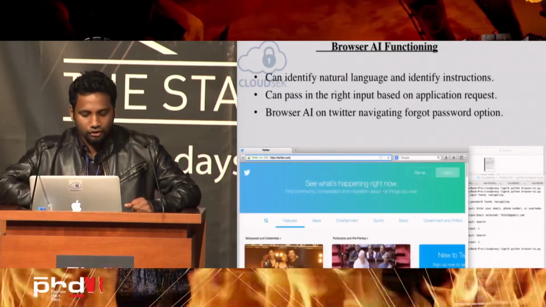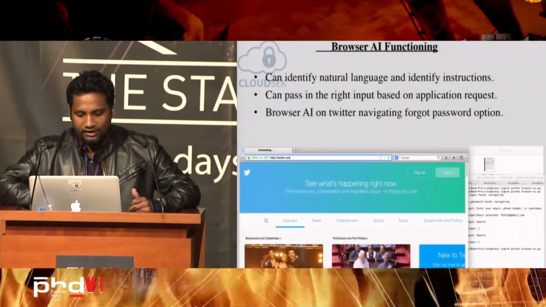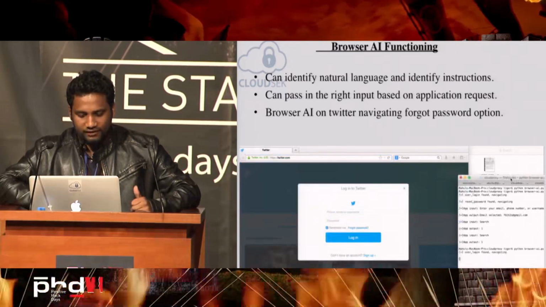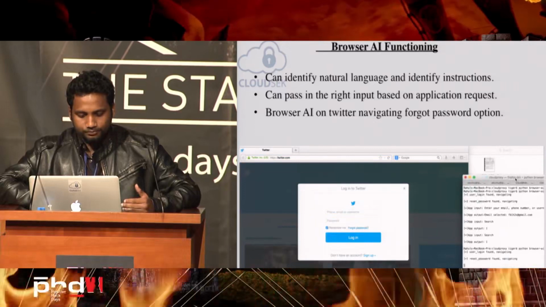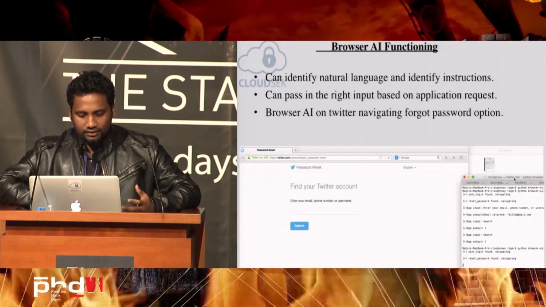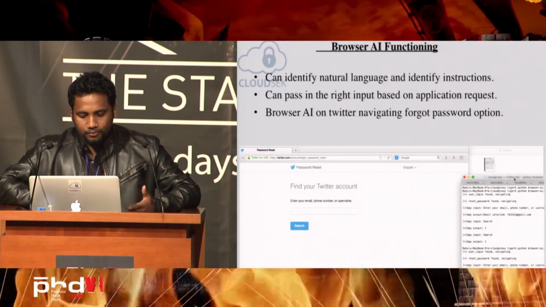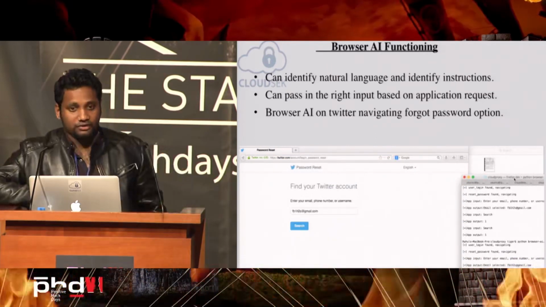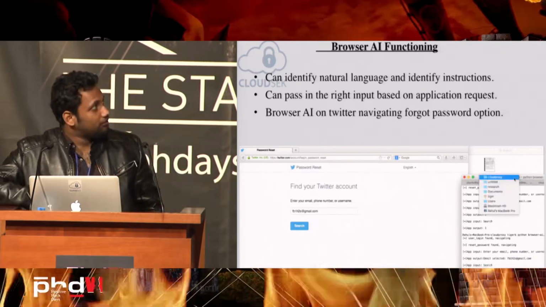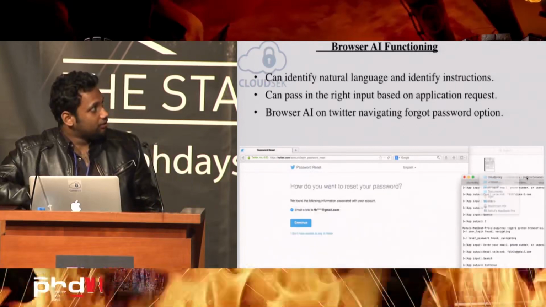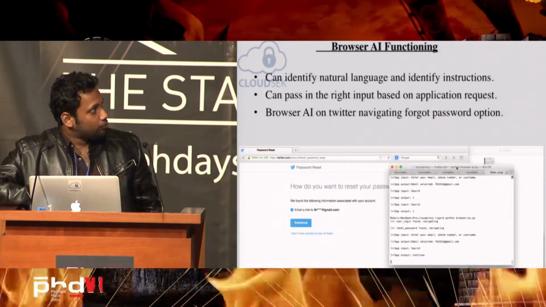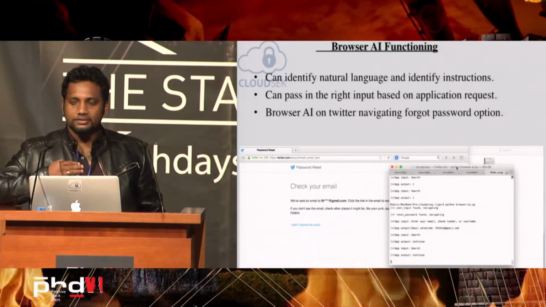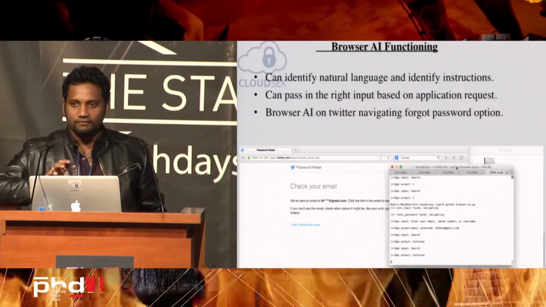So first it went to the login. Instead of signing up, because it already had a user account, it went to the login page. It identified the login page, and it's now trying to trigger the forgot password option. It entered whatever the application was asking for. So it took 3 different requests to complete the successful interaction with the application.